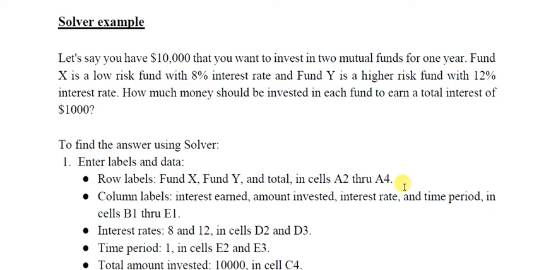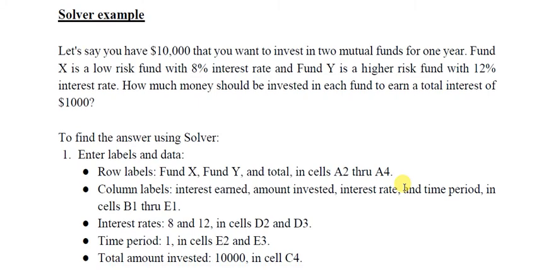So this is the problem here. Your total interest depends on two inputs: mutual fund X and mutual fund Y. How to invest in X and Y so that you can get a total of $1,000 as interest?